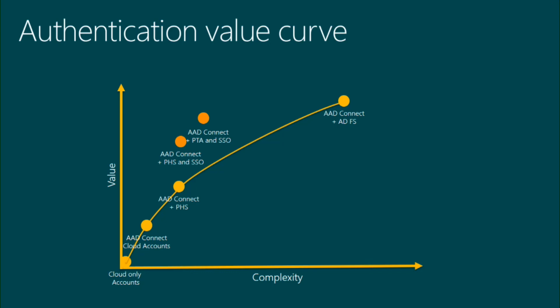Pass-through authentication gives you essentially the exact same effect. No usernames and passwords in the cloud, usernames and passwords within your on-premises directory only, and you get the exact same logon effect, but with significantly less work to set up because it can be done using Azure AD Connect.